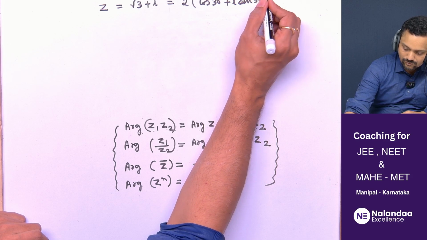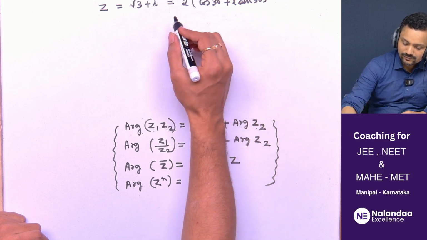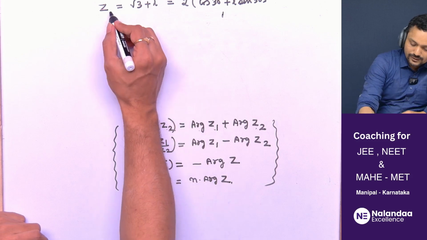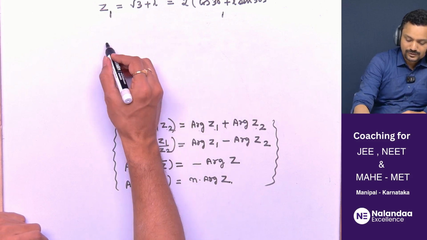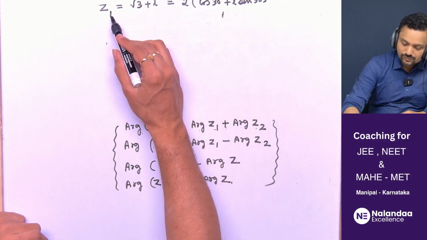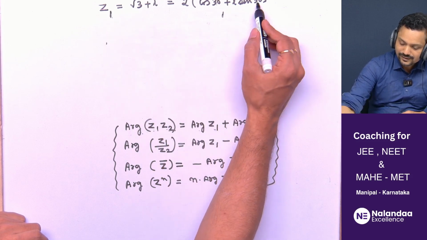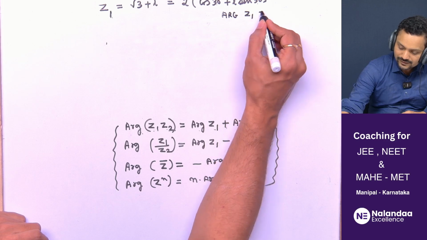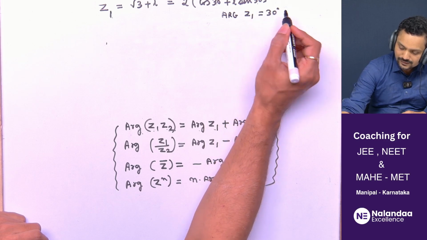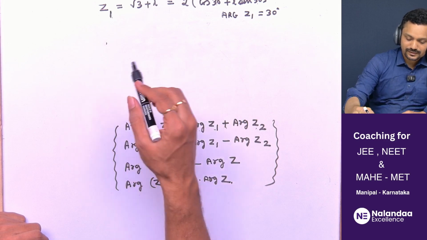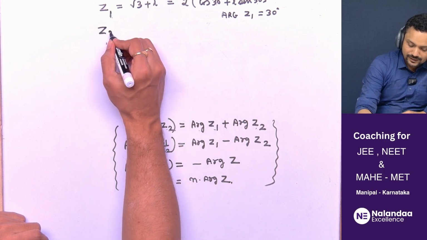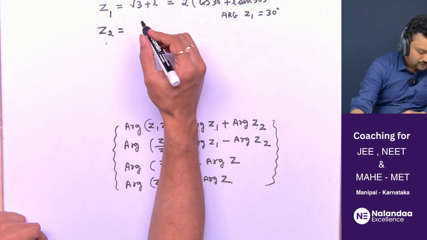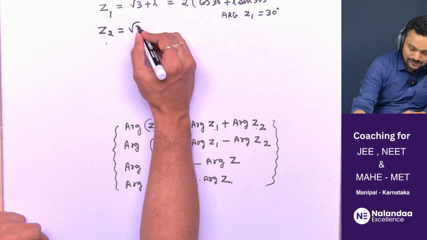So we got this, and from here we can say, okay, we'll call this complex number z1 because I'll be taking another one. Now for z1 you can see this angle is 30, so immediately I can say argument of z1 is equal to 30 degrees. This was the first question which I did just now.